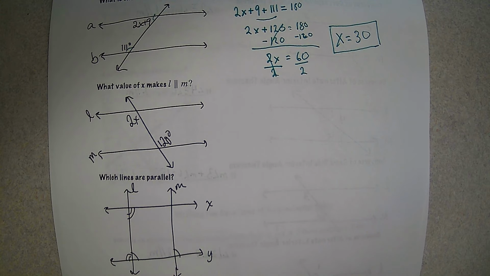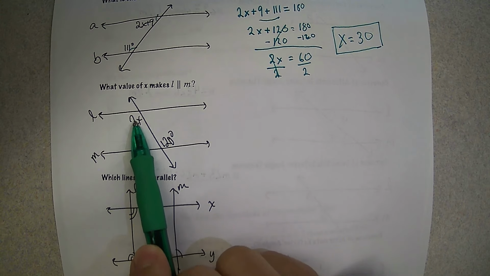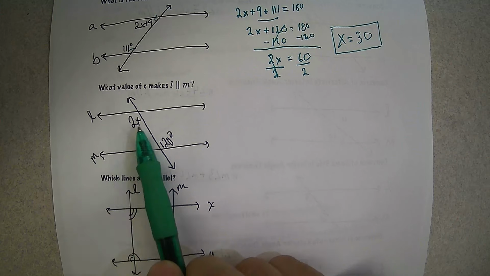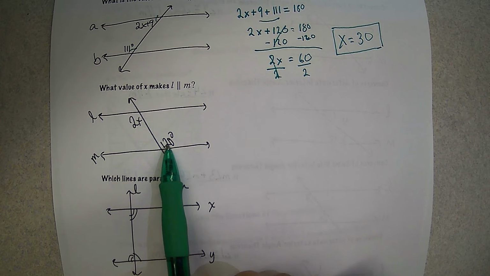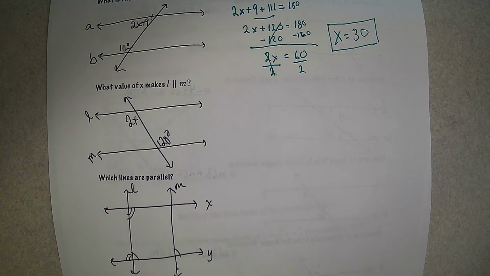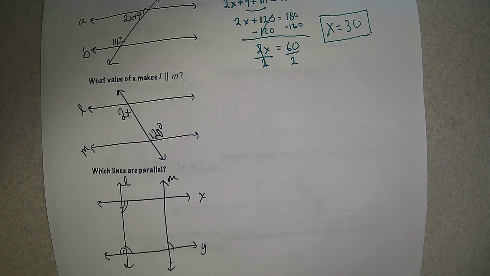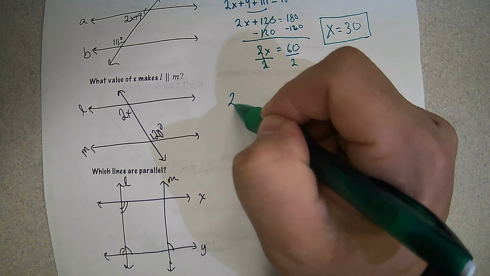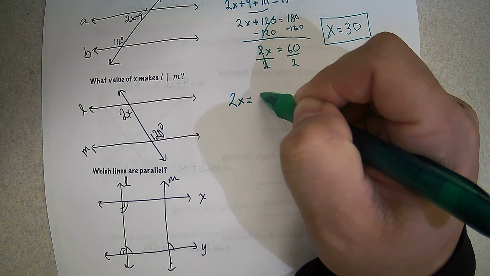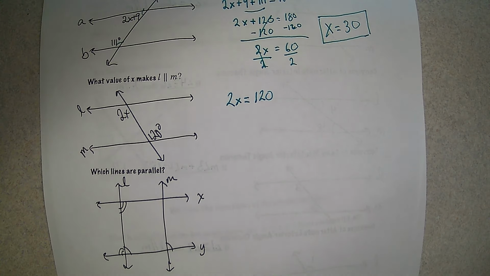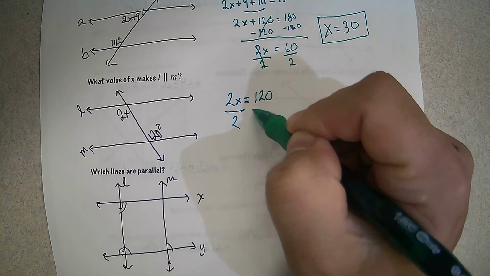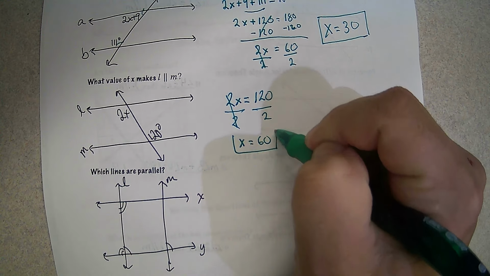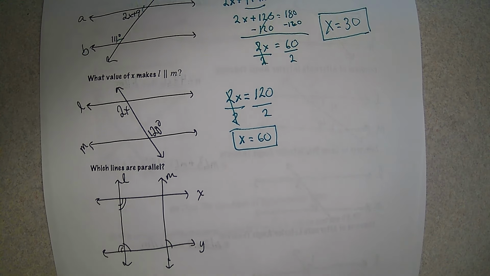Let's look at another example. Here we have 2x here and 120 here. We want to show that L and M are parallel. If that's the case, these two are alternate interior angles. Alternate interior angles are congruent, or the same, so these two things need to be the same. If they are the same, we set them equal to each other. 2x equals 120. Divide both sides by 2. x equals 60. So if x is 60, then those two lines are parallel.